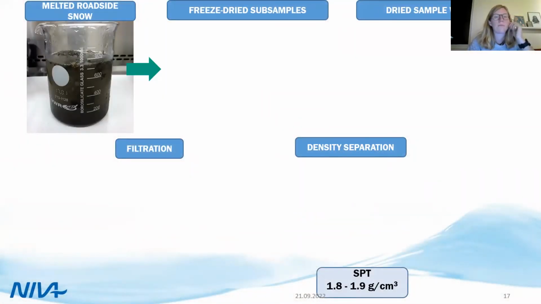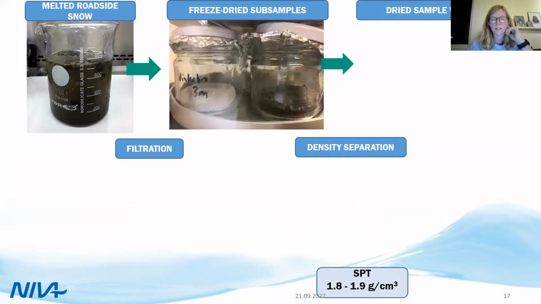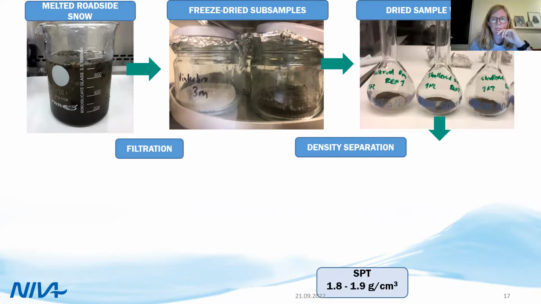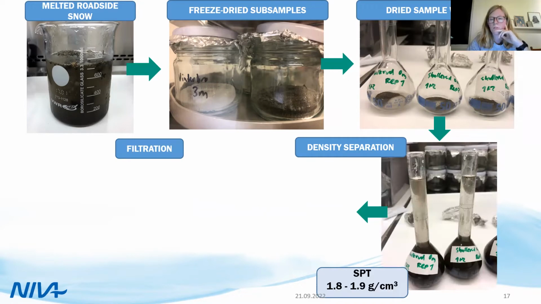what we did. So this is an example for snow. So we have roadside snow that we melted in the lab. We took out small subsamples of this and freeze-dried it so we can get the particles. As you can see in the first picture, there's a lot of particles in this snow. And then we've weighed and added dried material to our analysis, or to the density separation, and we use the sodium polytungstate, SPT, to get the density to about 1.8, 1.9.